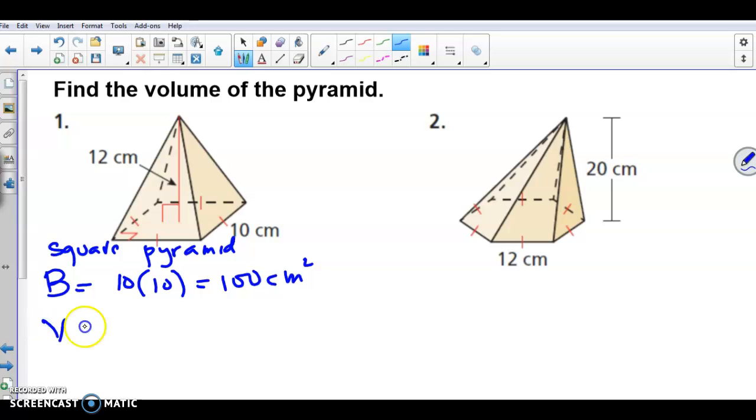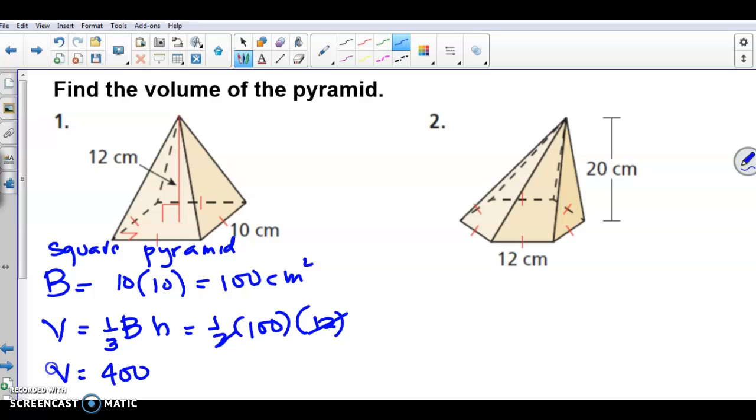Now to find the volume of the pyramid, we're going to multiply the base area times the height of the pyramid and then divide it by 3. So this will become 1/3 times 100, and then the height of the pyramid is 12. So 12 divided by 3, that's 4 times 100, so this will become 400 cubic centimeters.